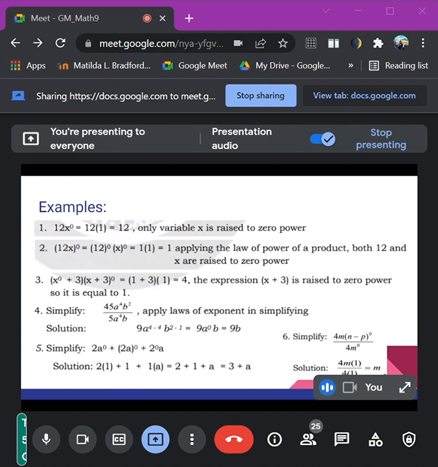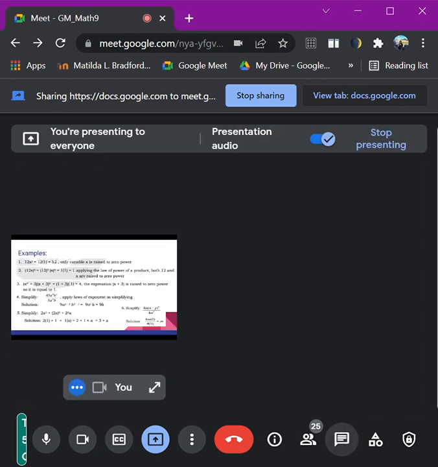So those are our examples for zero exponents. That is how we simplify. Questions? Clarifications? Violent reactions? None. Okay.